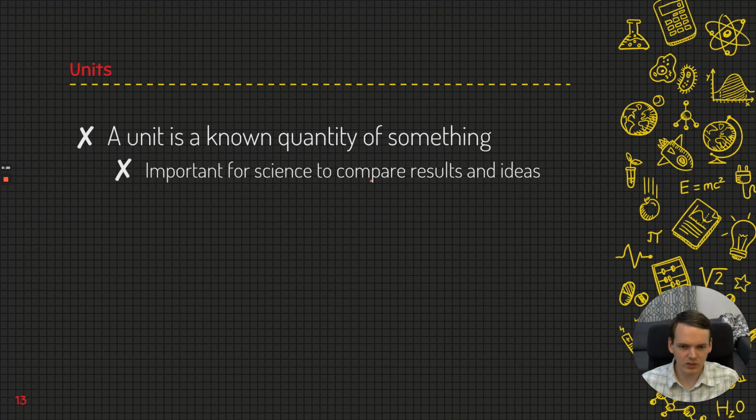And this is important for science because if we want to compare results or ideas, either between your experiment and my experiment, or between my experiment and one that was done 100 years ago, or between my experiment and one that's done 1,000 years in the future, we need to know what we're referring to when we're talking about things.